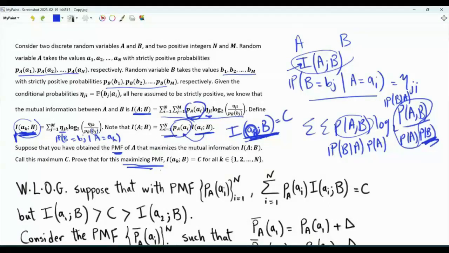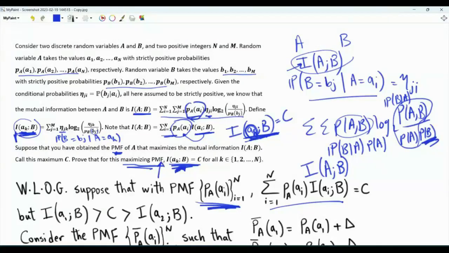Let's do a proof by contradiction. We will assume that those quantities are not all equal, and we will show that if there is a PMF of A for which those quantities are not equal, this PMF cannot be the PMF that maximizes the mutual information between A and B. Without loss of generality, let's assume that the maximizing PMF is this distribution, and the summation, which is the mutual information between the random variables A and B, is equal to C.